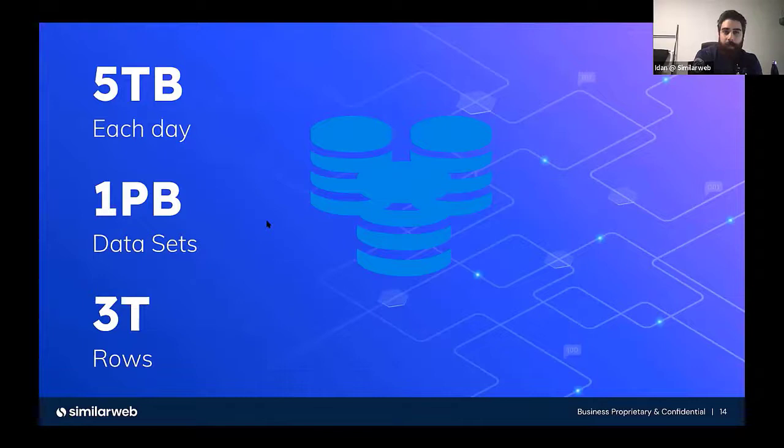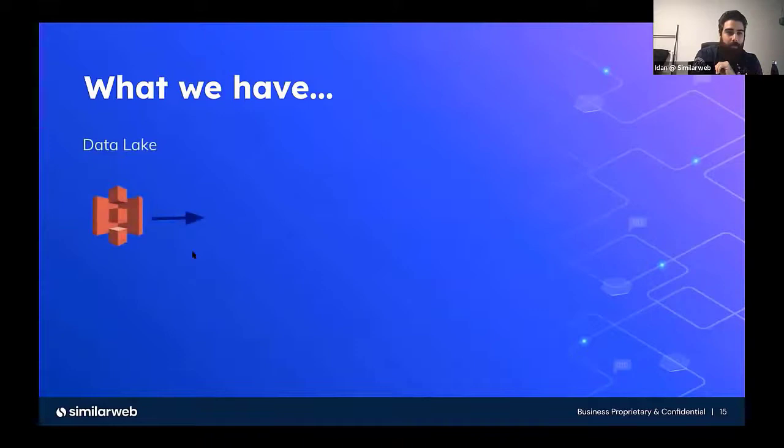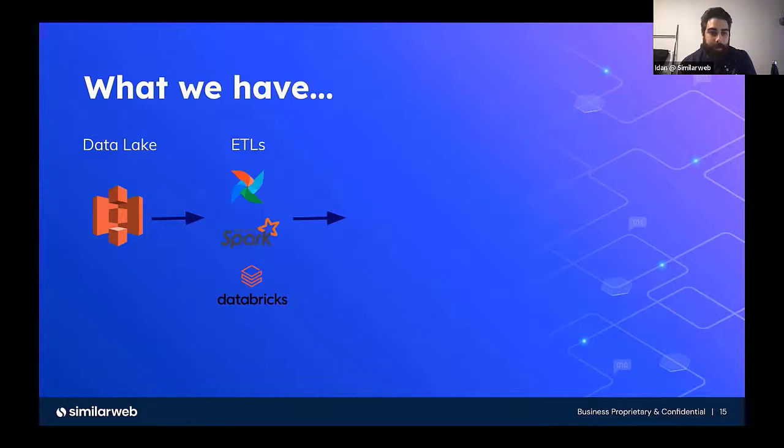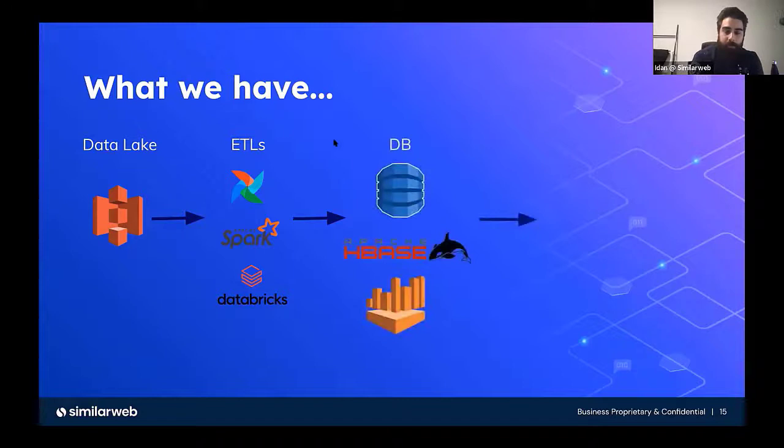So what we have in terms of pipeline. We have a data lake, which we use on AWS S3. The data lake stores all of our data. What we do in our group is we take that data and process it through ETLs. We extract the data from the data lake using Spark and Databricks, which is orchestrated by Airflow. After we take that data, we load it into some databases. Of course, we transform the data first, structured or unstructured, to the specific databases.